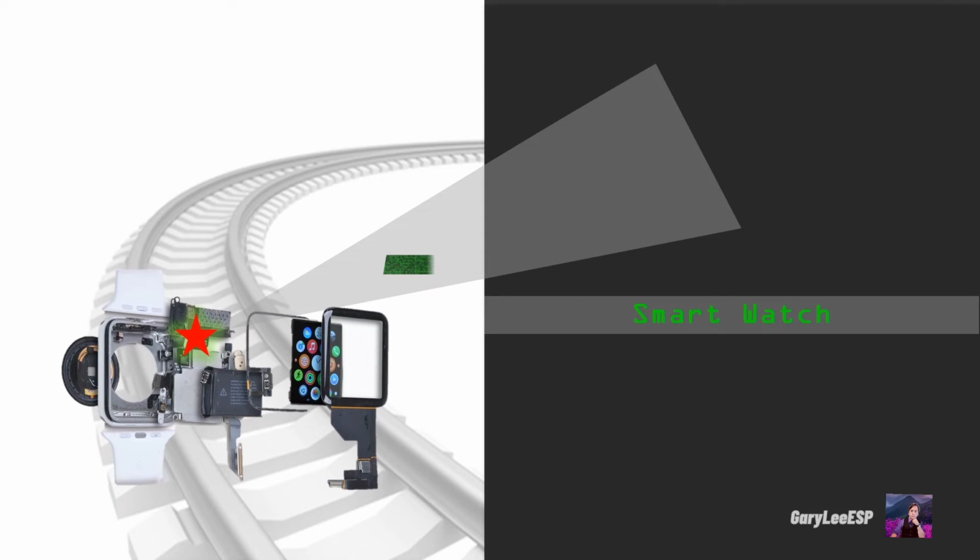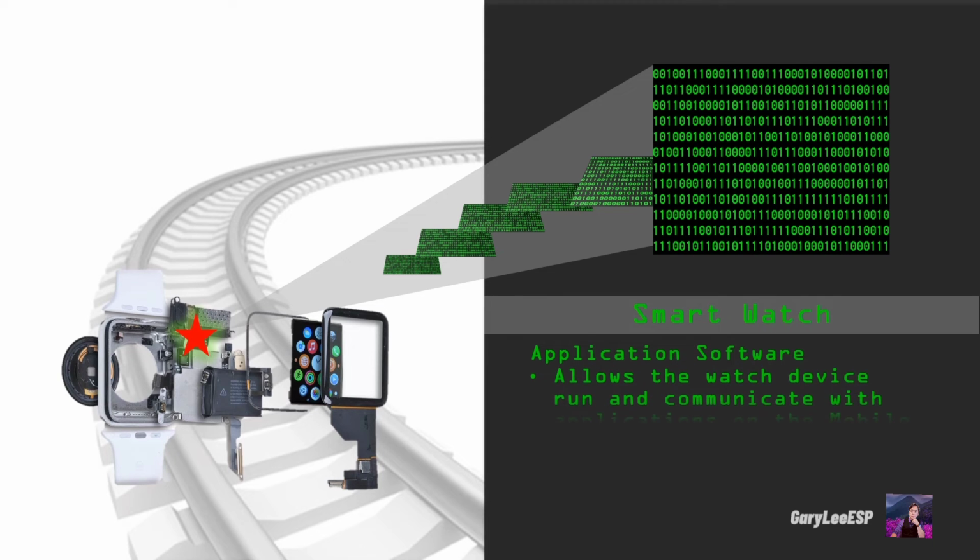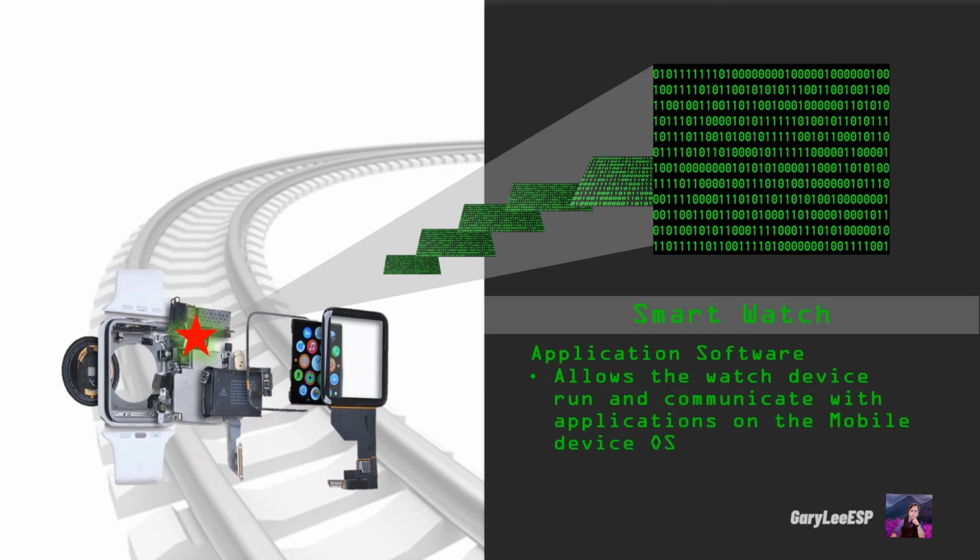Software on a smartwatch is known as application software. It allows our watch to run and communicate with the application on our mobile device.